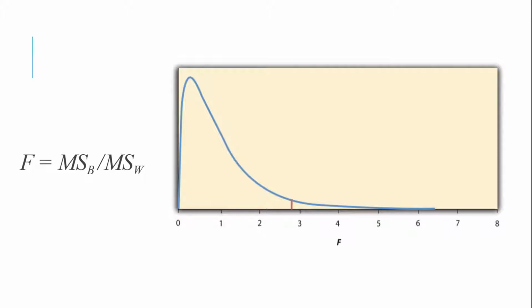As shown in figure 13.2 on the right, this distribution is unimodal and positively skewed with values that cluster around 1. The precise shape of the distribution depends on both the number of groups and the sample size, and there are degrees of freedom values associated with each of these. The between groups degrees of freedom is the number of groups minus 1, or DFG equals G minus 1. The within groups degrees of freedom is the total sample size minus the number of groups, or DFW equals N minus G. Again, knowing the distribution of F when the null hypothesis is true allows us to find the p-value.